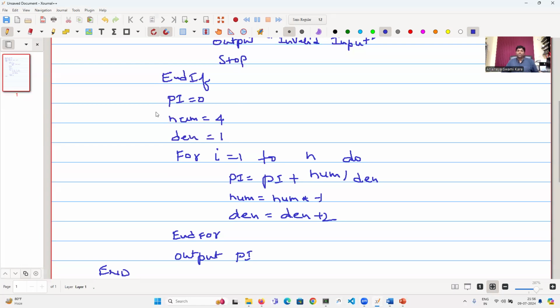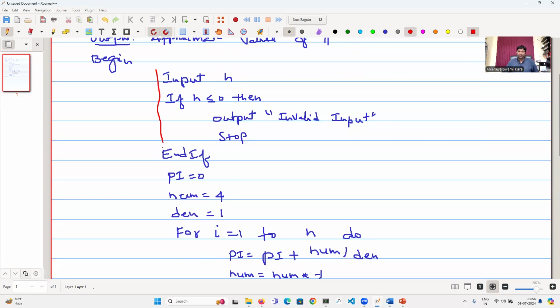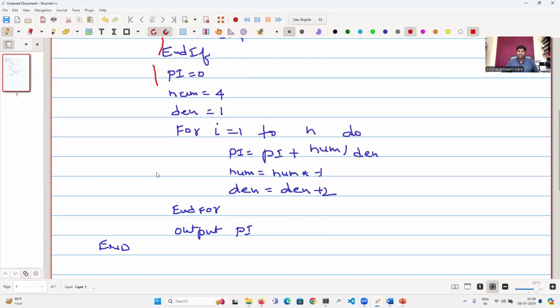This is the algorithm. The initial value of pi is 0. Now we read the number n and validate the input. Then we set the initial numerator and denominator. Every term is in the form of numerator by denominator: the numerator is 4 for the first term and the denominator is 1. How many terms do we need to consider? n terms. That is, we have a repetition which runs for i equal to 1 to n. Each term, numerator by denominator, is added to the previous pi value. Then how does the numerator change from the current term to the next term? The numerator sign is reversed.